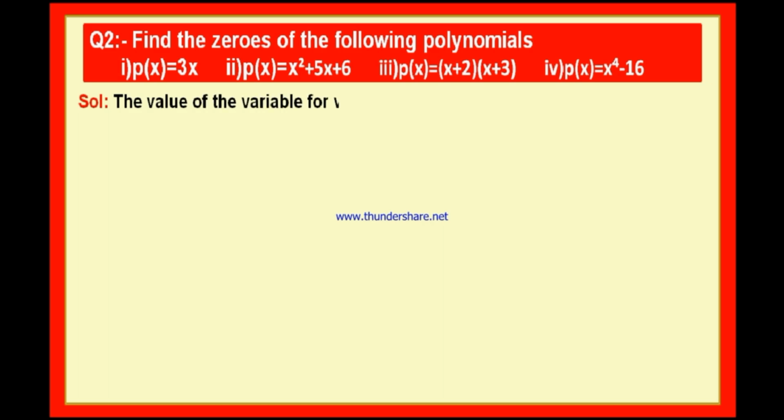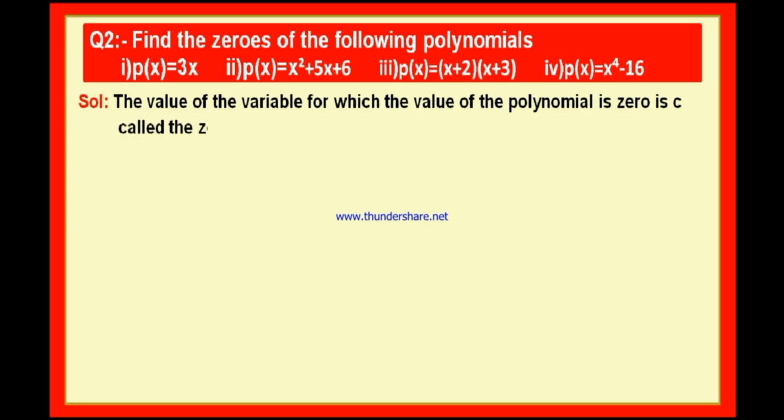Here is the solution. We have to find the zeros. Then let us write what is meant by zero. The value of the variable for which the value of the polynomial is 0 is called the zero of the polynomial. In order to get the zero of any polynomial, either in the first case, second case, third case or fourth case, the zero of the polynomial is nothing but the value of the variable for which the total polynomial becomes 0.